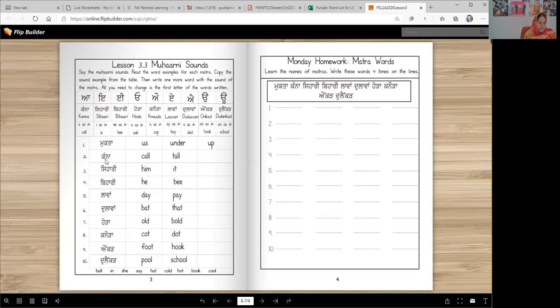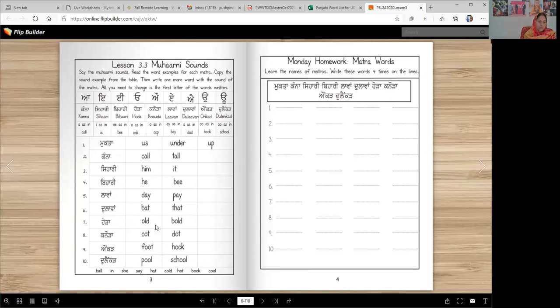Where can you hear the kanna sound? What's another word? Call, tall. What's another word? Ball, small. Sihari, you can hear in him, it. What's another word? Is, in, maybe, right? Bihari, you hear in he, be. How about she, see. Lama, day, pay. Can you say another word with the lama? Say. The lama, bat, that, hat, mat, cat, anything.